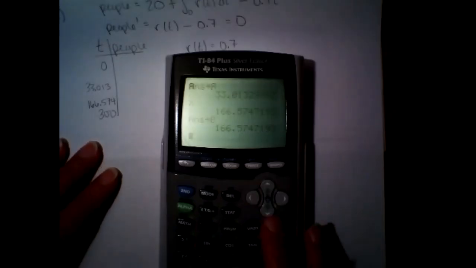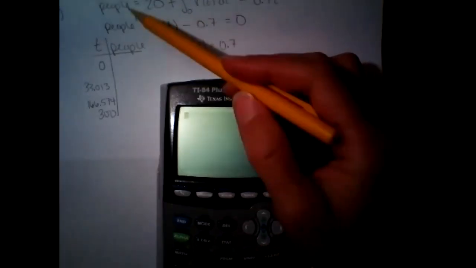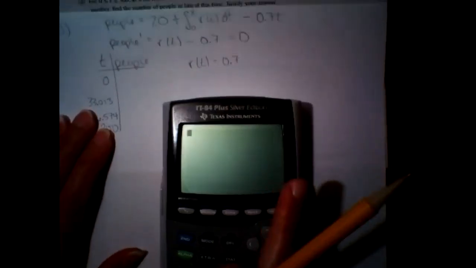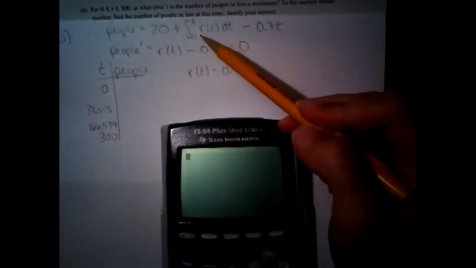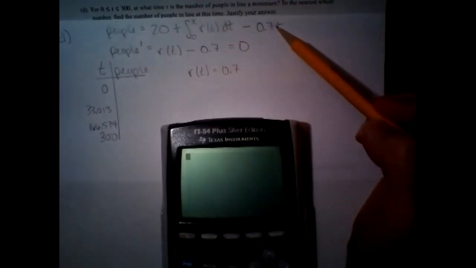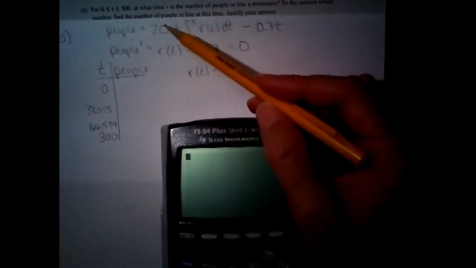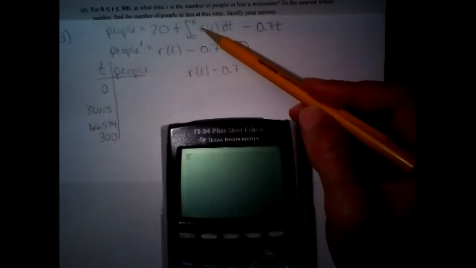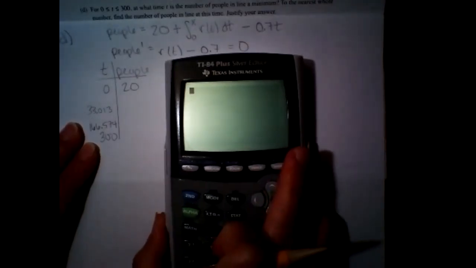And so we're going to plug those into the people equation. Now at time 0, integral 0 to 0, you've accumulated nothing, and this would be minus 0.7 times 0. At time 0, you just have 20 people. No one got in line and no one got out of line. That's your initial condition. So at time 0, you've just got 20 people.